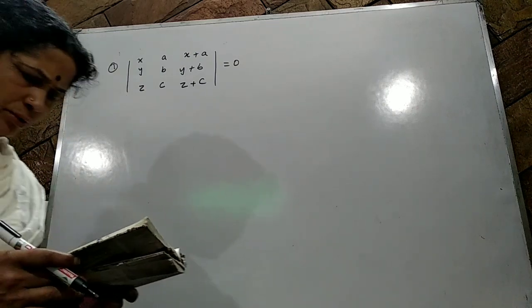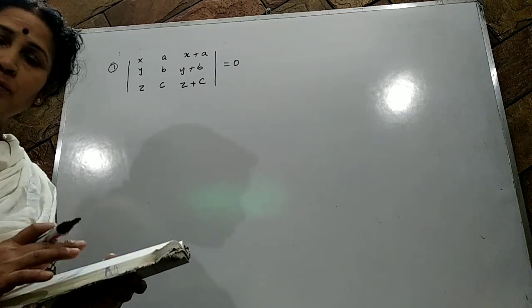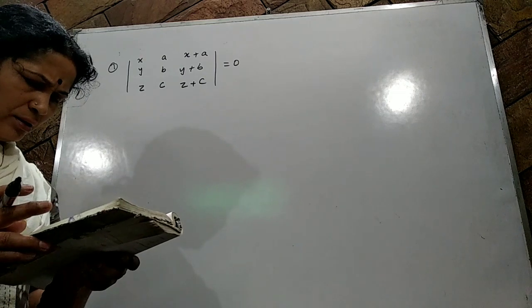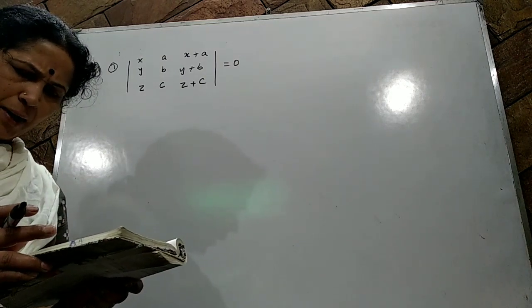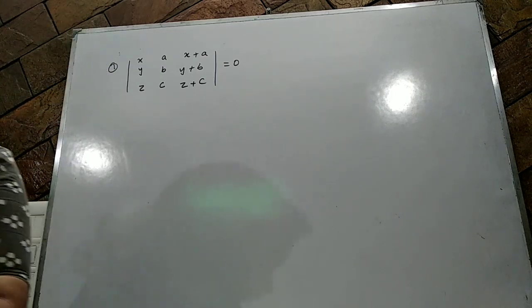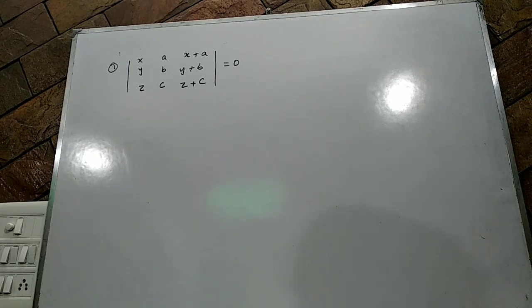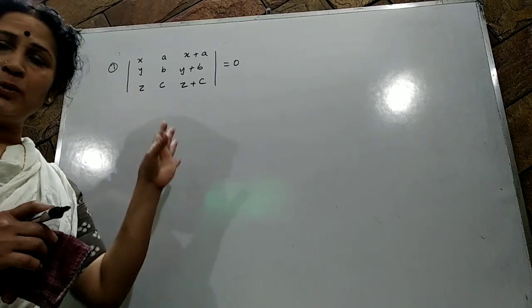Now take your book, exercise 4.2, using properties of determinant. We will use the 7 properties, whatever we have seen yesterday, without expanding. From question number 1 to 6, not 1 to 5, 1 to 6 questions. Without expanding, we have to prove LHS equal to RHS as given.